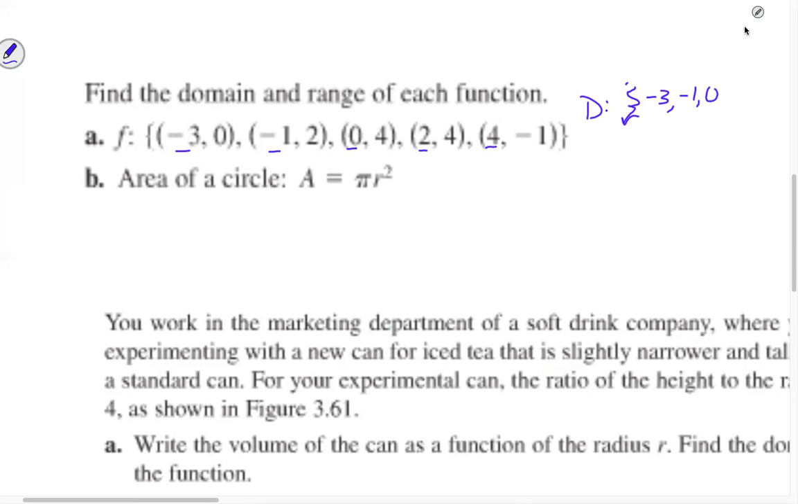-3, -1, 0, 2, and 4. And my range, well, that's going to be all of these guys. So 0, 2, 4, 4, and -1. You guys okay with that? Nice and easy? It's not hard.